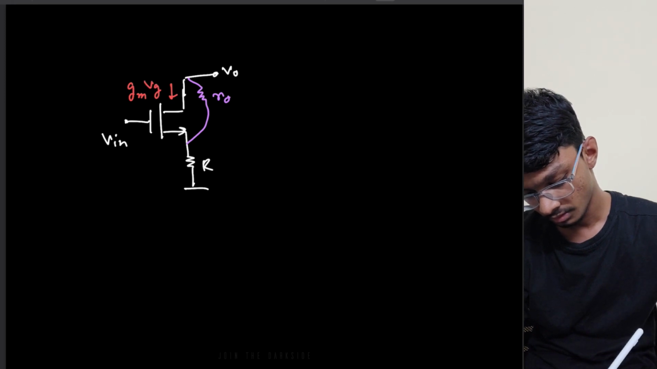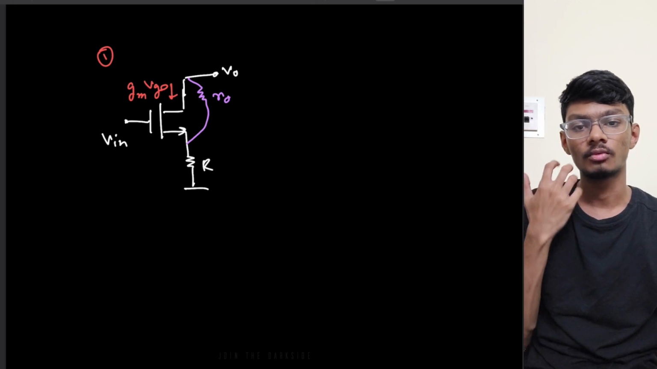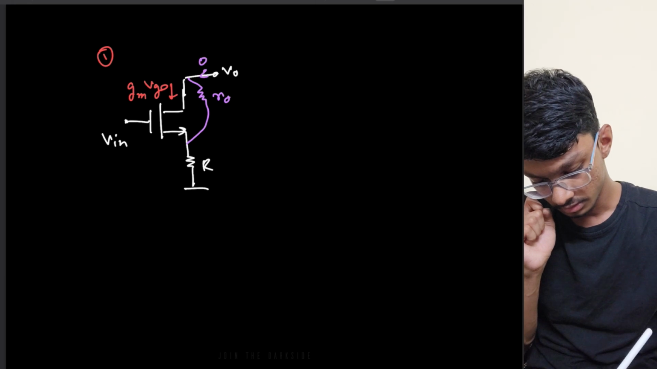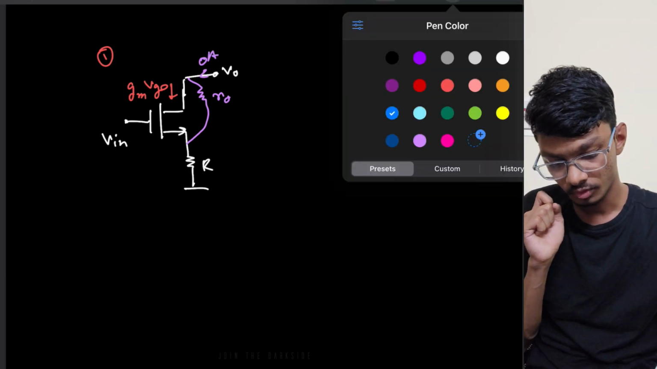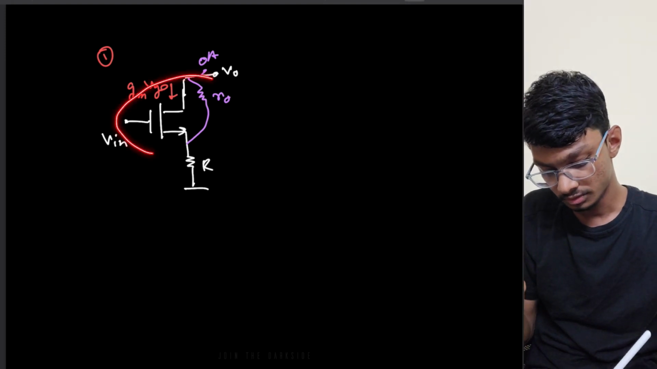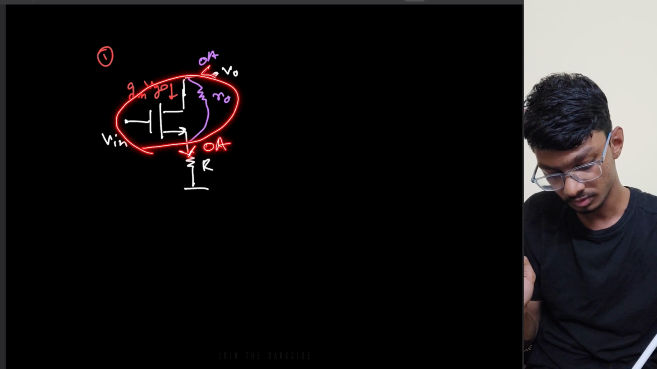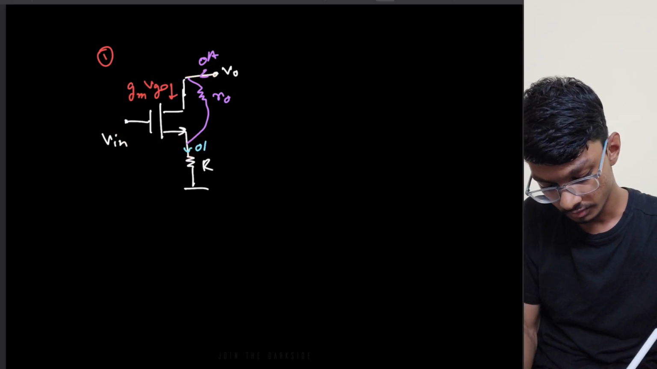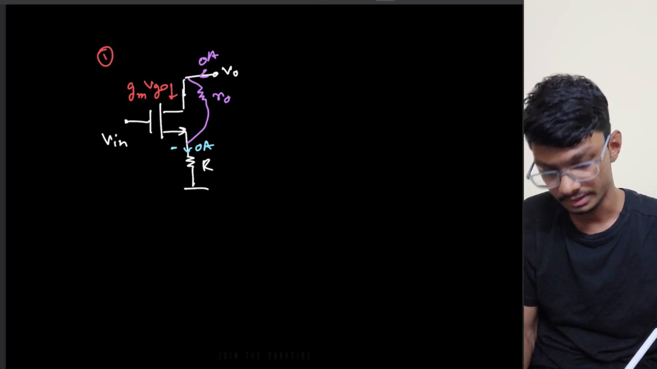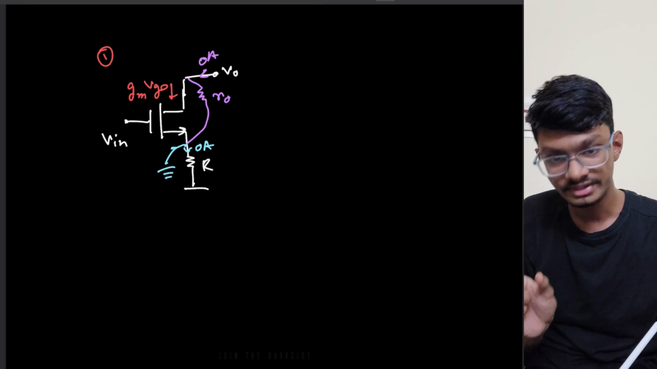and some current GM VGS is flowing. In the first case, when we are calculating the output voltage, that is the open circuit voltage, the current through here is 0. If the current through this whole circuit is 0, then the same current comes out, so this will also be 0 amps. So this has ground potential. This is grounded.